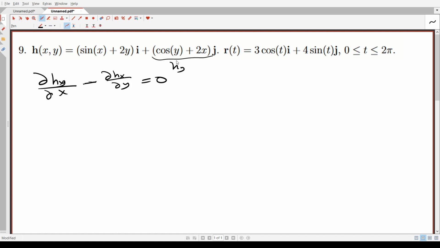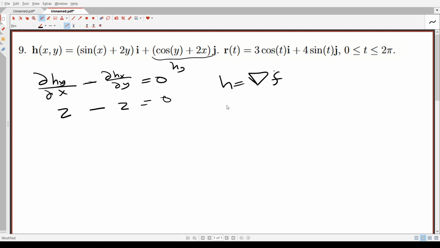So I do the derivative of the y component with respect to x, and what do I get? I get 2. I do the derivative of the x component with respect to y, and I also get 2. I subtract them, I get 0. So that means that, yes, H is a conservative vector field, and I can write it as the gradient of some potential function. So H equals the gradient of something. I need to figure out what that something is.